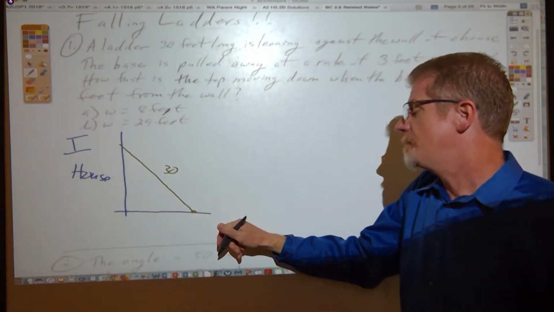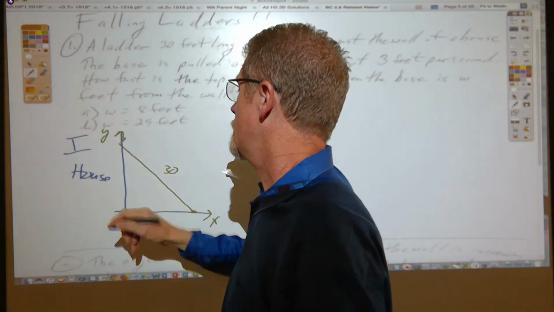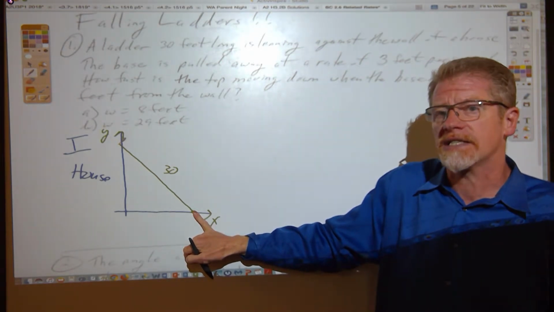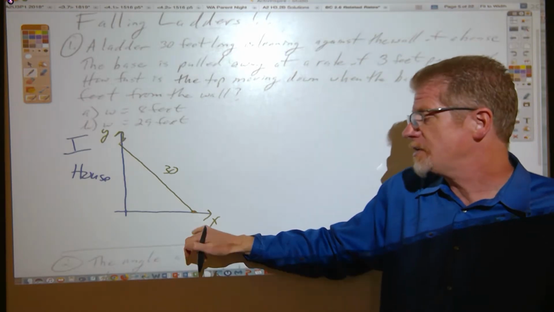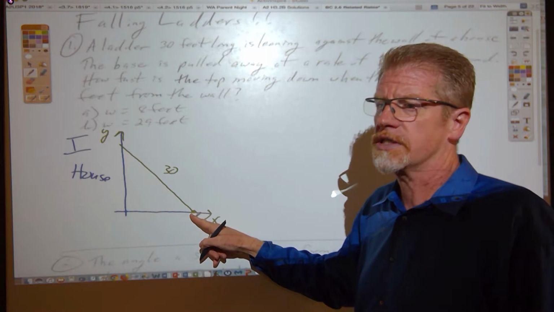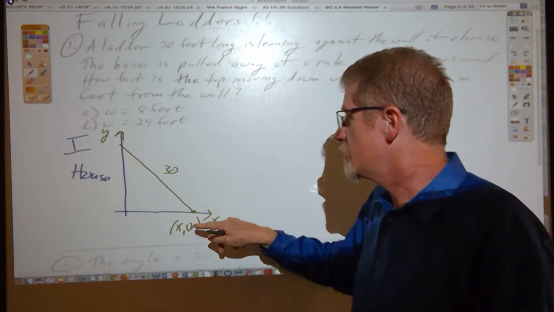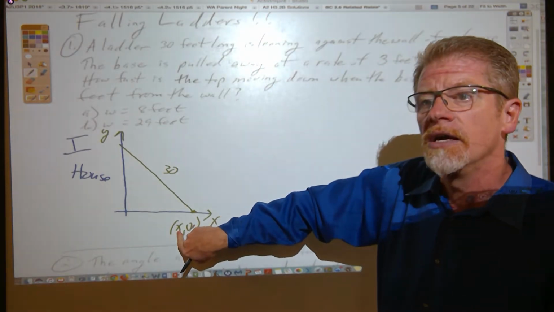How about the base of the ladder? Let's call this the x-axis, that's the y-axis. How about the coordinates of this point where the 30-foot ladder hits the ground? Is that point constant or variable? Variable. Its location is variable. So what letters would you like to use to represent the coordinates of the point? How about x comma 0? The y coordinate actually stays constant. The y is always 0, but the x coordinate varies.